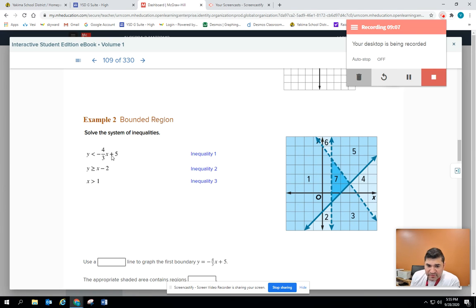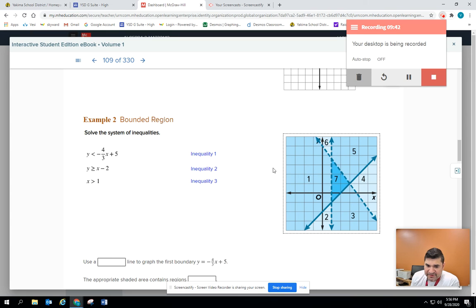Okay, so each one of these are graphed. We have y is less than -4/3 x plus 5. So here's our y-intercept. It's going to be at 5. So 1, 2, 3, 4, 5. And it's going to have a slope of -4 over 3. So down 4, 1, 2, 3, 4 over 3, 1, 2, 3. Okay. And as you can see here that there's no equal sign, so this line will be dashed.